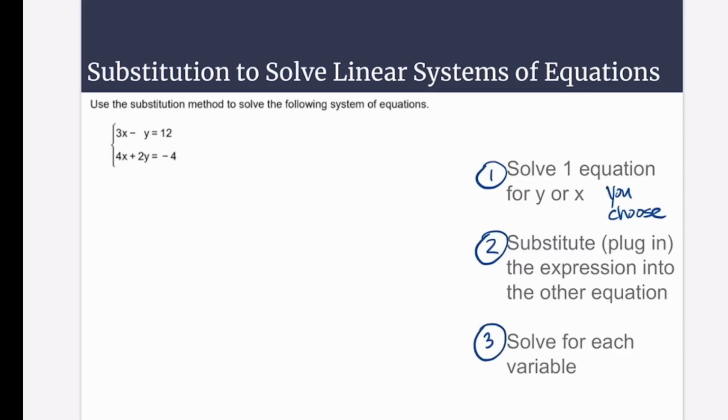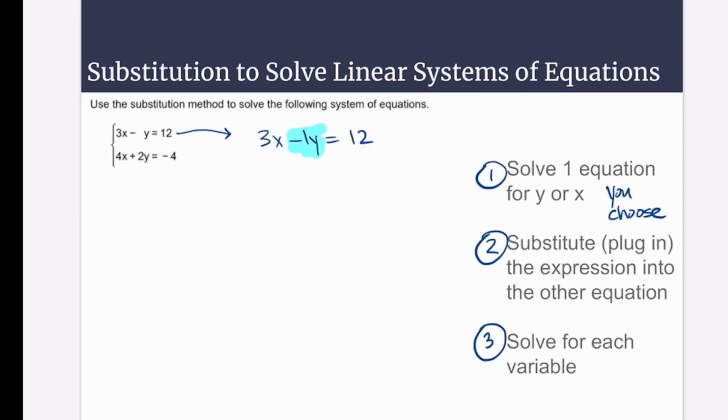So by looking at this system, what I'm noticing is if I have to solve for a y or an x, I want to use this first equation. The reason is that I have 3x minus y equals 12. This y already has 1 as my coefficient. I'm not going to have to divide anything later. So that's the one I'm going to use.